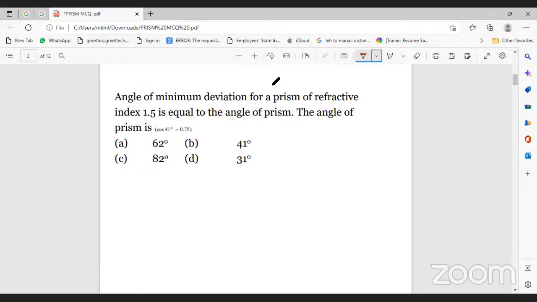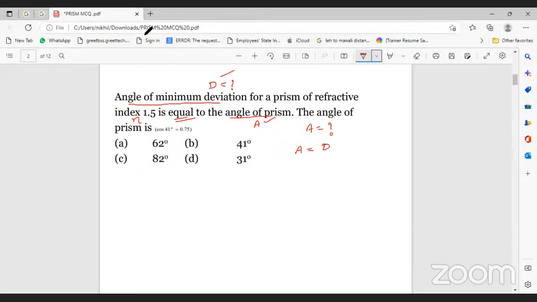Let us take up the next problem. Angle of minimum deviation, capital D, you have to find. What is the refractive index they have given? 1.5. Then they are asking for the angle of the prism. They're telling that A and D are equal. Yes, angle of prism and angle of minimum deviation are equal.